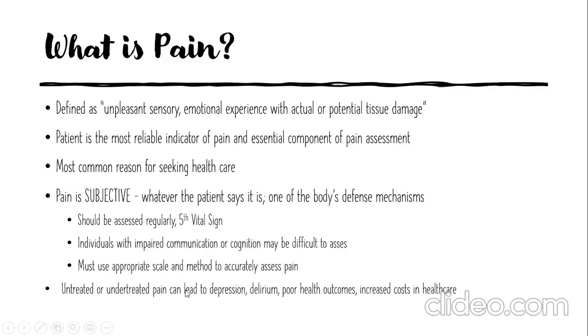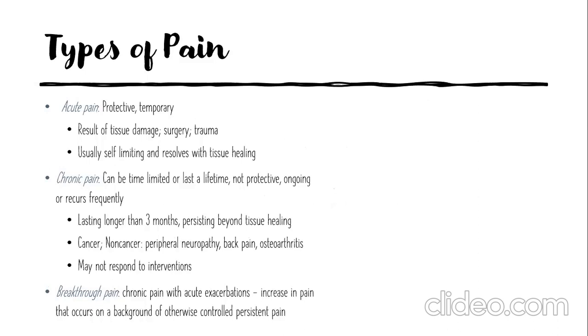Untreated or undertreated pain could lead to depression, delirium or confusion, and just overall poor health outcomes, and it causes an increase in healthcare costs. There are different types of pain, just like different types of illness. There's acute pain. Acute pain is what you call protective. Acute pain, like, oh my God, I just burnt my finger, now I'm experiencing pain. That sensation is telling me to move my hand away from that hot surface. It's protective in nature, protecting your body.